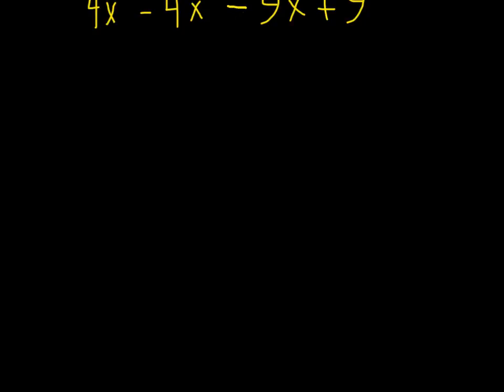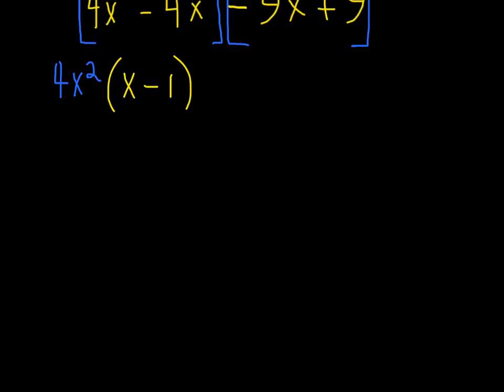So what I'm going to do is something called factor by grouping. And I'm going to group these two together. And I'm going to group these two together. And in this first group, I can see they have a GCF of 4 and an x squared. So I'm going to take out that 4x squared. And I'm going to be left with x minus 1.